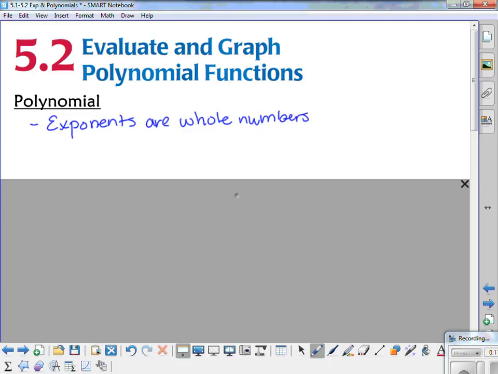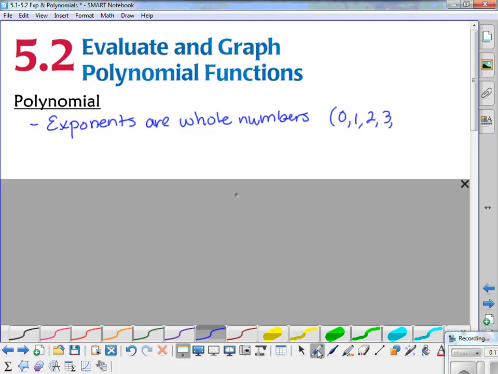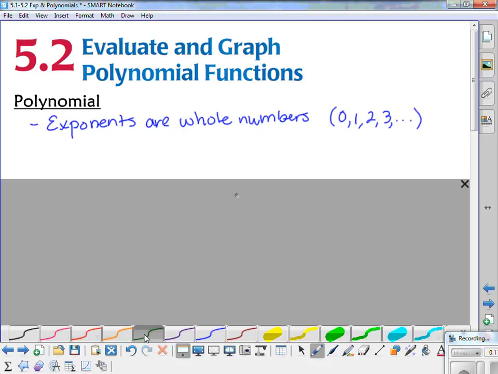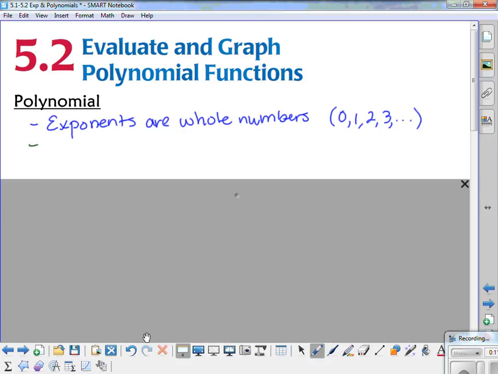So your whole numbers are 0, 1, 2, 3, etc. Is a negative number a whole number? No, it's not. A negative number is an integer. So can I have negative exponents? No, I can't. Not and have it be a polynomial. And then the other thing that has to be present is the coefficients have to all be real numbers. So we're not going to have any imaginary numbers in our polynomials.